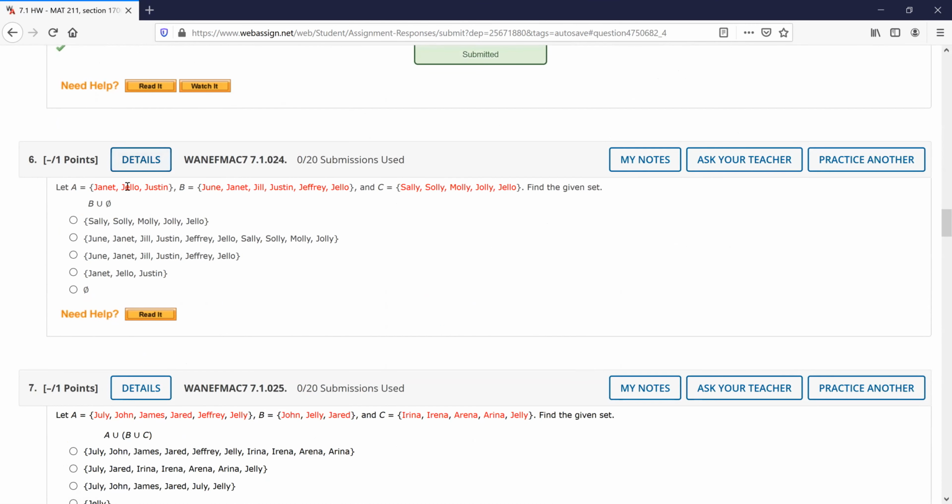All right, so find the given set. B union the empty set or the null set. That means there's nothing else with it. So union means or. So this is B or the empty set. That's going to include all the elements here. So it's the one that has all of those elements: June, Janet, Jill, Justin, Jeffrey, and Jello.